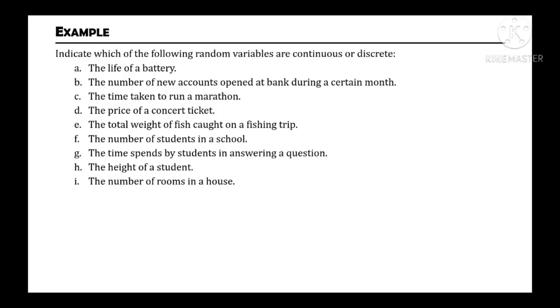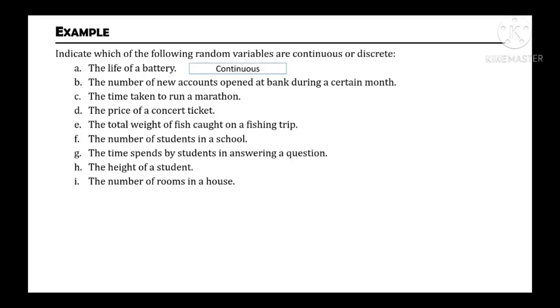Examples. Indicate which of the following random variables are continuous or discrete. A, life of a battery. Life of a battery means how long a battery can operate, meaning we're looking for time. Time is a continuous random variable. B.